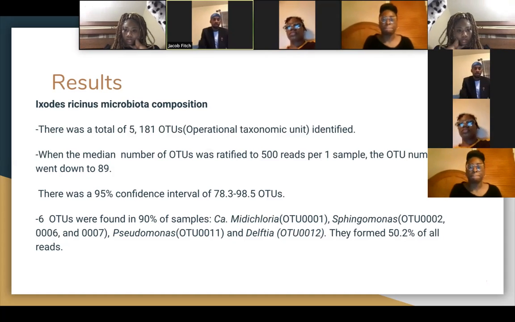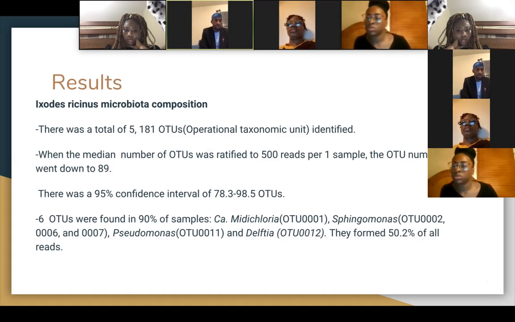Okay, this is the results for the Ixodes ricinus microbiota composition section. The bacterial community of 92 isolated ricinus ticks was sequenced, which resulted in a total of 13,214,477 reads.